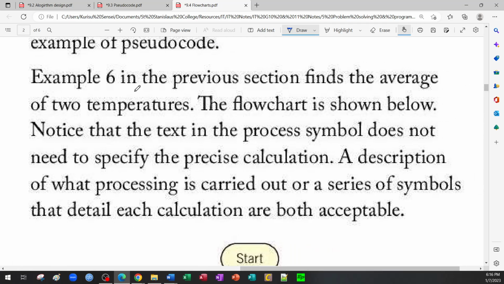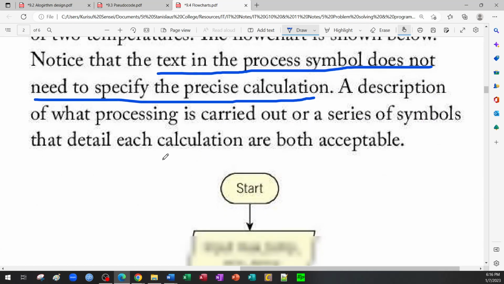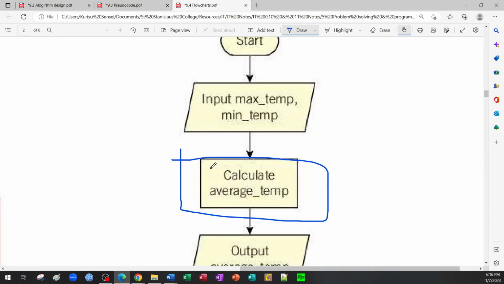Now, example 6 in the previous section finds the average of two temperatures. The flowchart is shown below. Notice that the text in the process symbol does not specify the precise calculation. Once again, the text in the process symbol does not need to specify the precise calculation. So this is a benefit of creating flowcharts. If you notice here, we only have calculate average temperature. We do not have the complete formula.